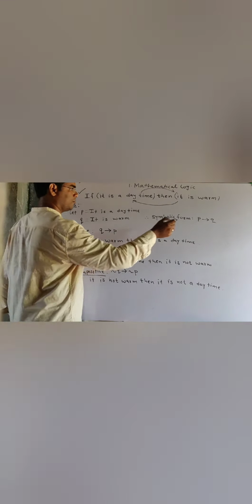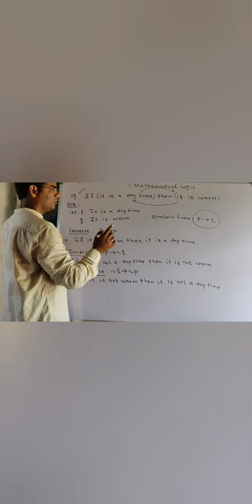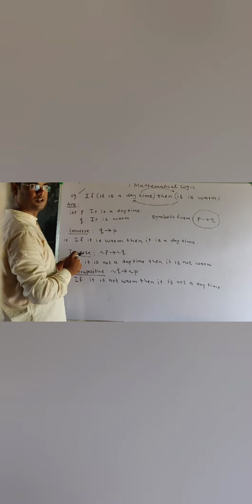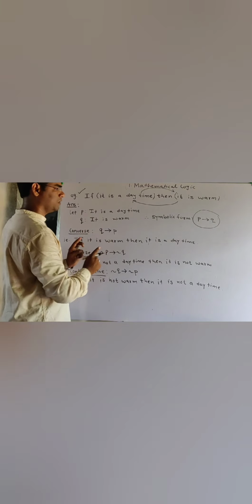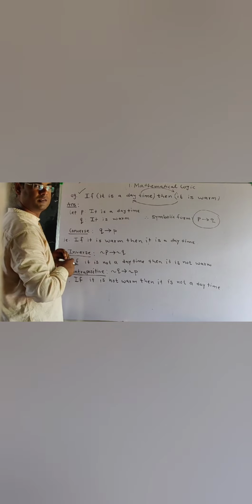If you are given the statement P implies Q, then this statement is known as a conditional statement. If you interchange the position of P and Q, that is Q implies P, it is known as the converse of the given conditional statement.